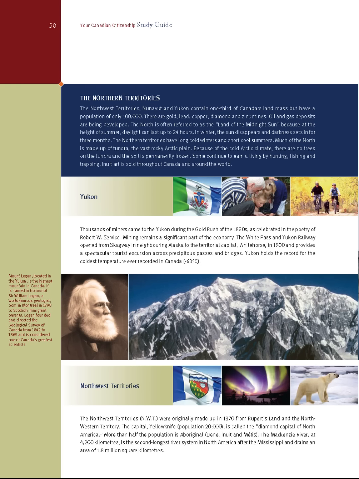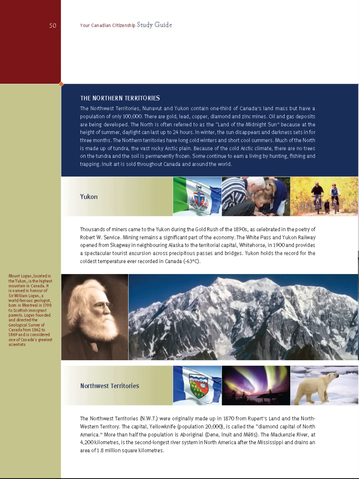Yukon. Thousands of miners came to the Yukon during the gold rush of the 1890s, as celebrated in the poetry of Robert W. Service. Mining remains a significant part of the economy. The White Pass and Yukon Railway opened from Skagway in neighboring Alaska to the territorial capital, Whitehorse, in 1900, and provides a spectacular tourist excursion across precipitous passes and bridges. Yukon holds the record for the coldest temperature ever recorded in Canada, at -63 degrees Celsius.